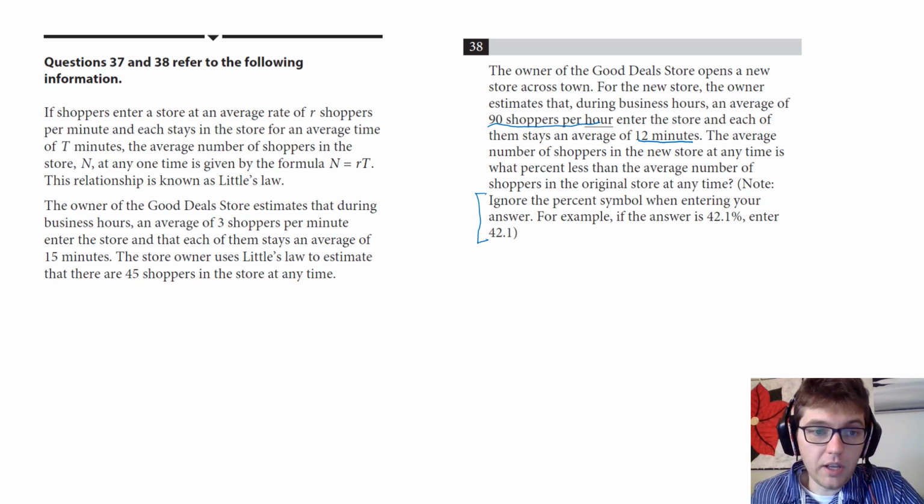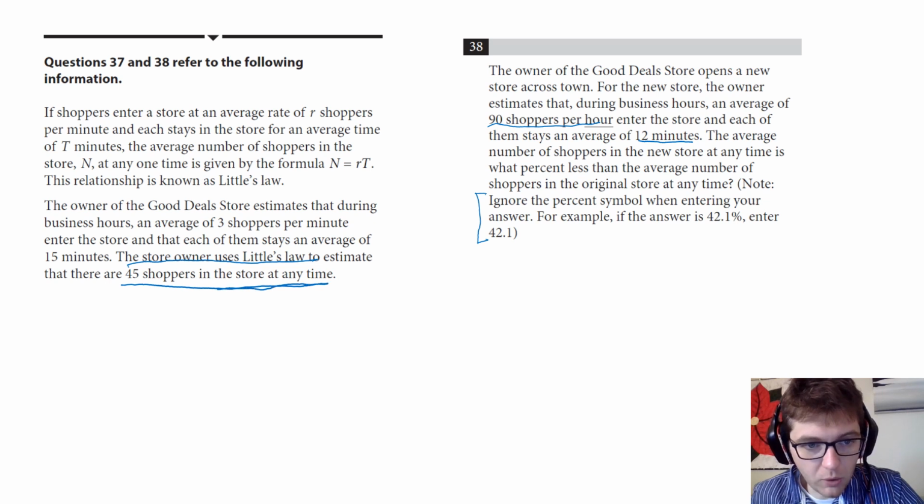Okay, so in the information given originally, they already did the Little's Law for us. They said the shop owner uses Little's Law to estimate there are 45 shoppers in the store at any time. So that's the old store, 45 shoppers at any time. We can use Little's Law here, just like we did in the previous problem. We need N, number of shoppers, is equal to R times T. R in this case is 90 shoppers per hour.